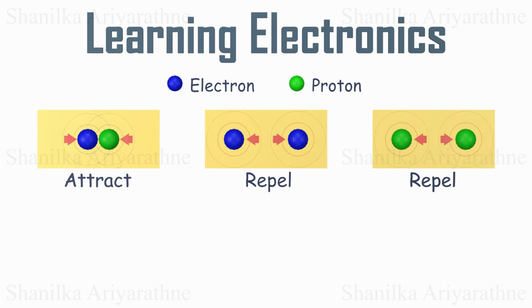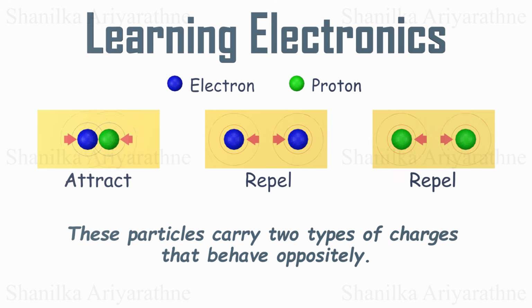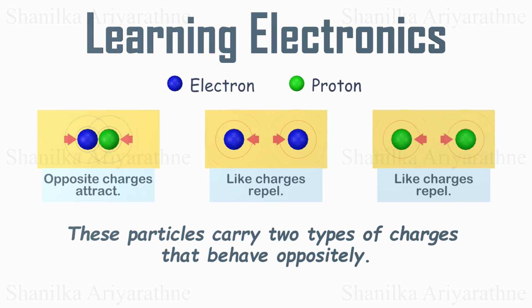Early scientists had a brilliant idea to explain this. They proposed that these tiny particles carry two types of charges that behave oppositely. They noticed that opposite charges attract each other, while like charges repel. This simple model answered many questions about the behavior of charged particles.